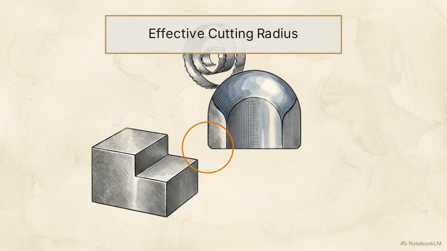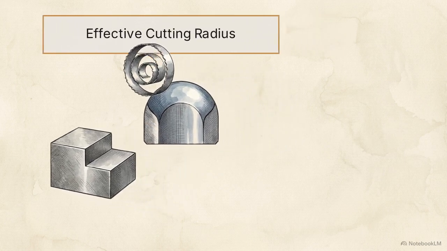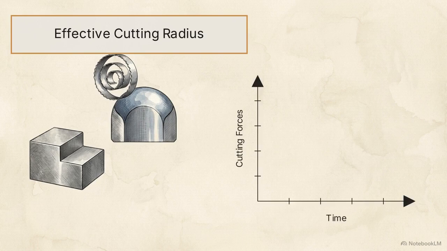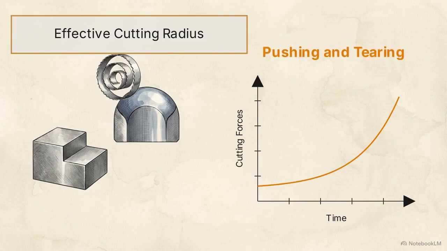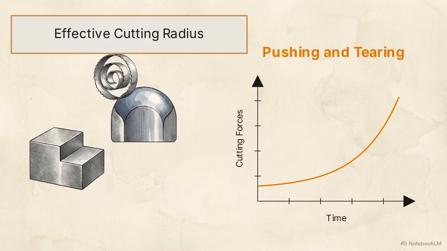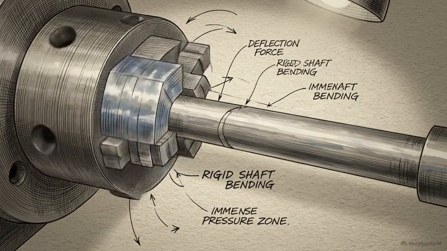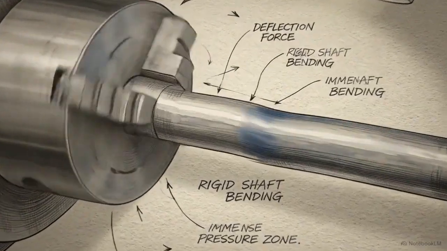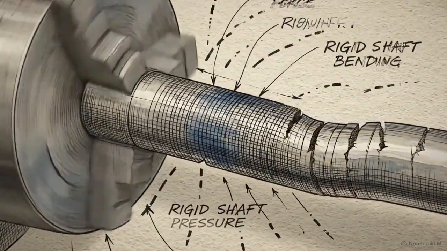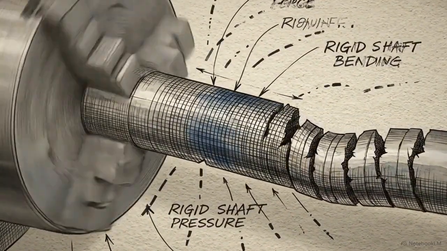Together, flank and crater wear alter the tool's effective cutting radius, the measure of sharpness at the precise tip where the cutting edges intersect. The immediate mechanical consequence of this blunted tip is that cutting forces rise exponentially. The tool is no longer cleanly shearing the metal, it is actively pushing and tearing it. These rising, unstable forces exert massive physical pressure onto the machine setup, causing the rigid tool shaft itself to bend and deflect under the load.